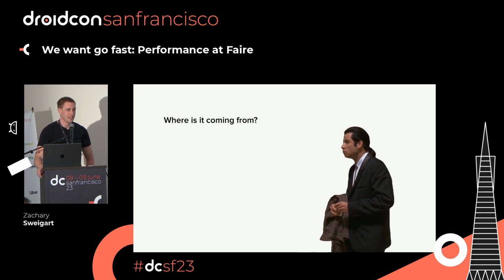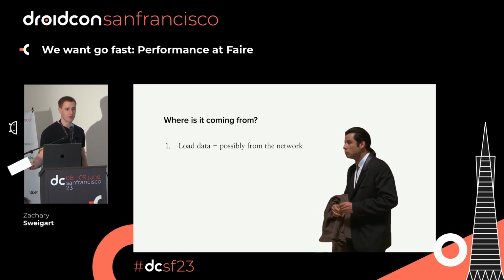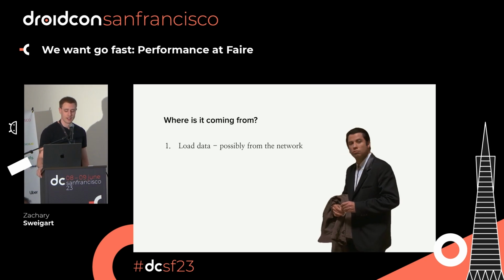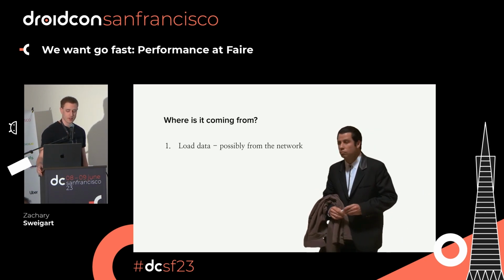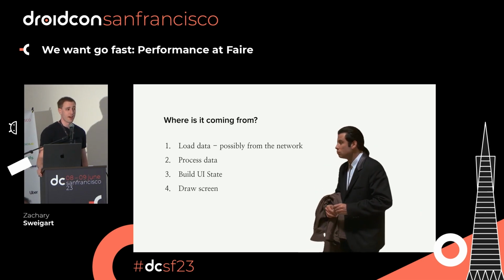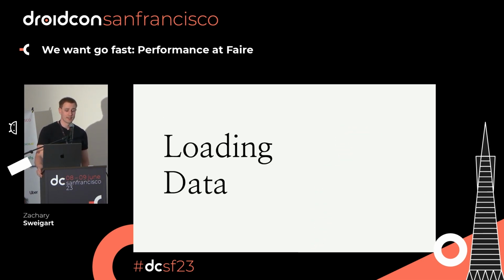So where does all this latency come from? Where are we being slow? First, to render a screen, we need to load some data, which possibly comes from the network. Maybe it's from disk or in some cache. Then we process that data. We build a UI state. And then finally, we draw the screen. Starting with loading the data.